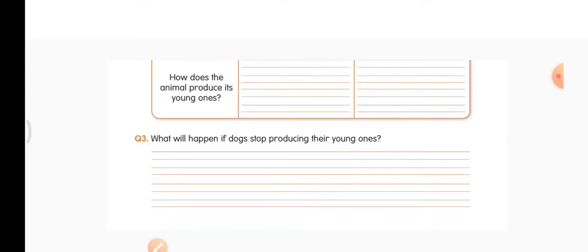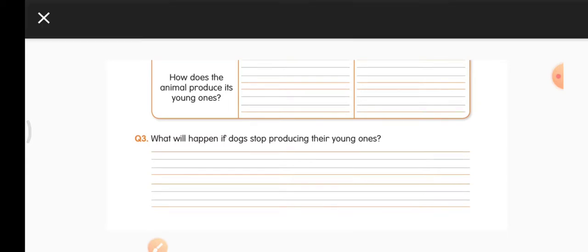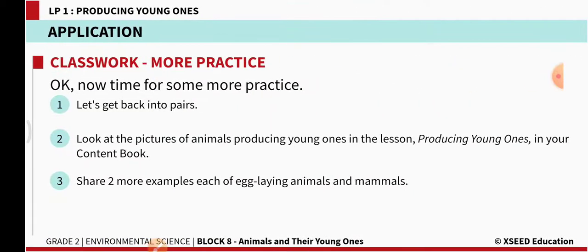Question 3. What will happen if dogs stop producing their young ones? If dogs stop producing their young ones, soon there won't be any dogs on the earth. We can't find any dogs on the earth after some years.